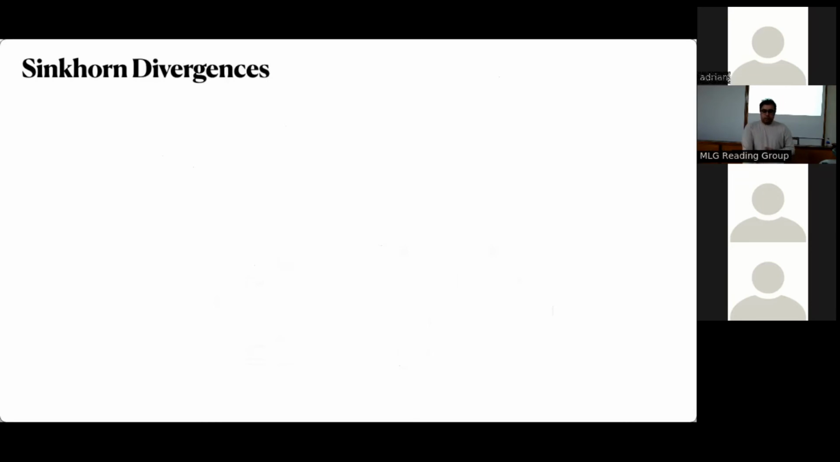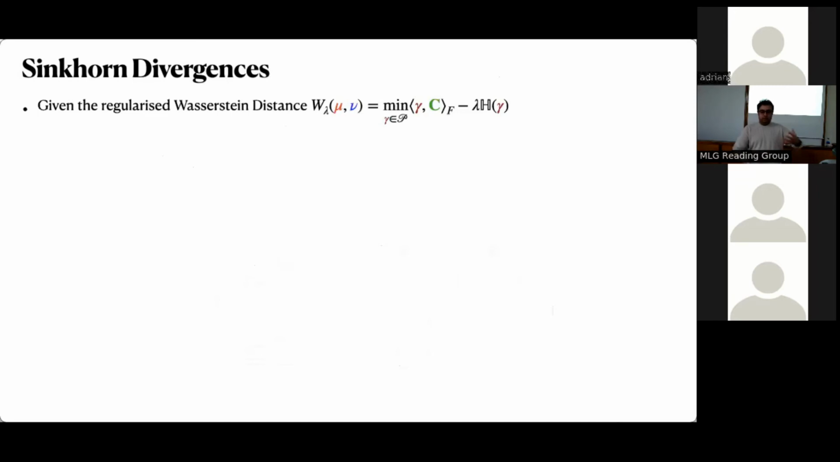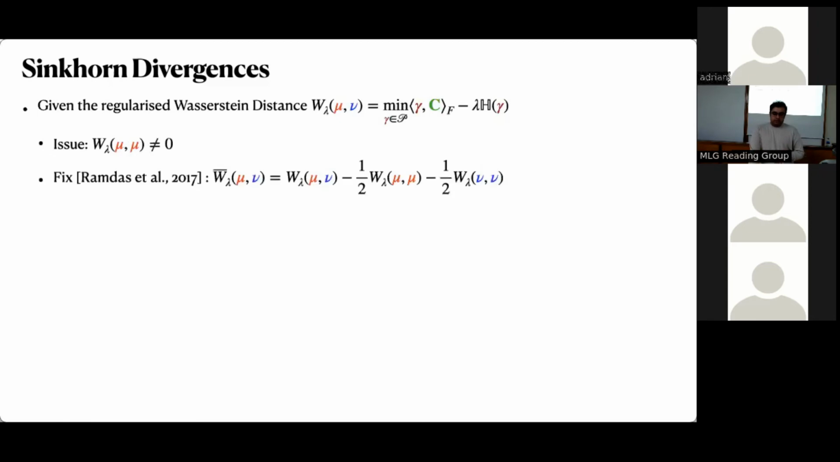So let's talk about what we do now that we have this Sinkhorn algorithm for getting a regularized form of the Wasserstein distance. The issue here is that you can't really use this as a divergence metric because this regularized distance isn't really zero for comparing a measure with itself. And this is one of the properties that you need for a divergence to exist. And the solution for that is very simple, and it was proposed by Ramdas in 2017. They call this a Sinkhorn divergence.